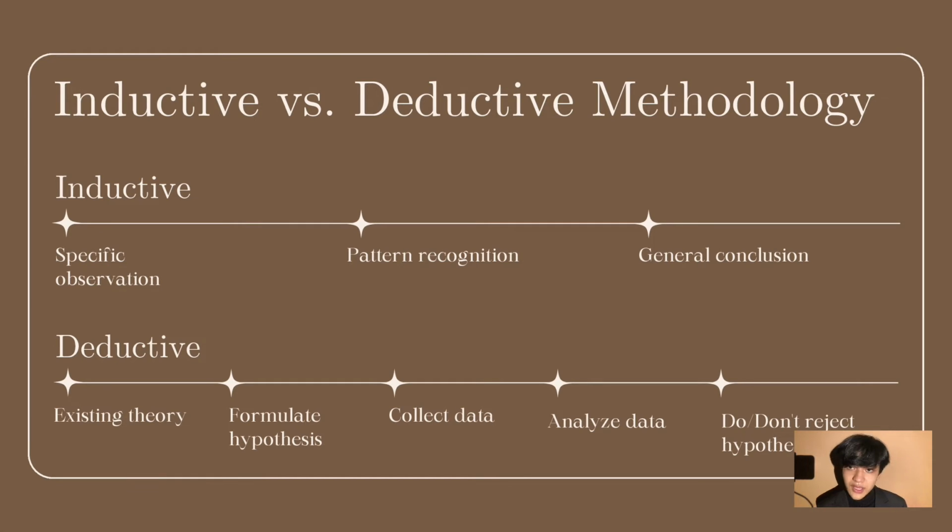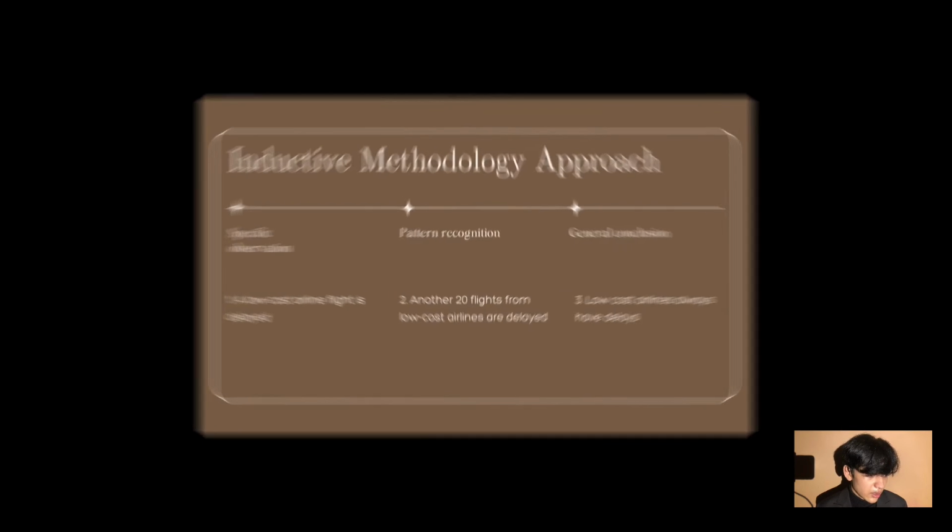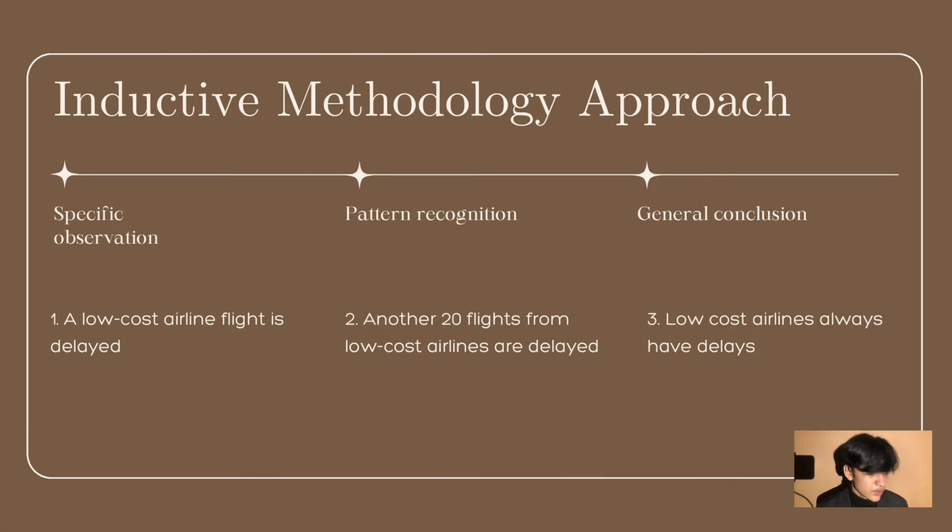For a better understanding, let's take a look at our first example. Let's say that I observed something and I want to create a theory about it. I observed a low-cost airline flight is delayed. That is the first step. So I observed that for months, let's say for 3 months. For the whole 3 months, I have to critically observe the phenomena so I can recognize a pattern that is recurring or keeps occurring for the whole period.